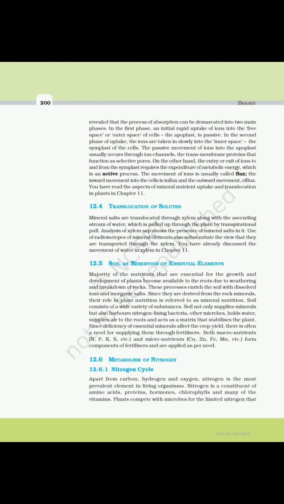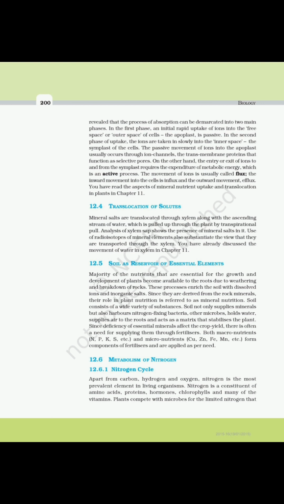Since deficiency of essential minerals affects the crop yield, there is often a need for supplying them through fertilizers. Both macronutrients (N, P, K, S, etc.) and micronutrients (Cu, Zn, Fe, Mn, etc.) form components of fertilizers and are applied as per need.